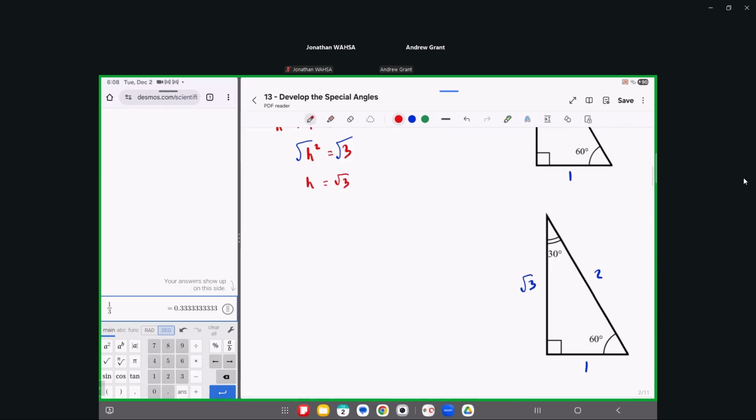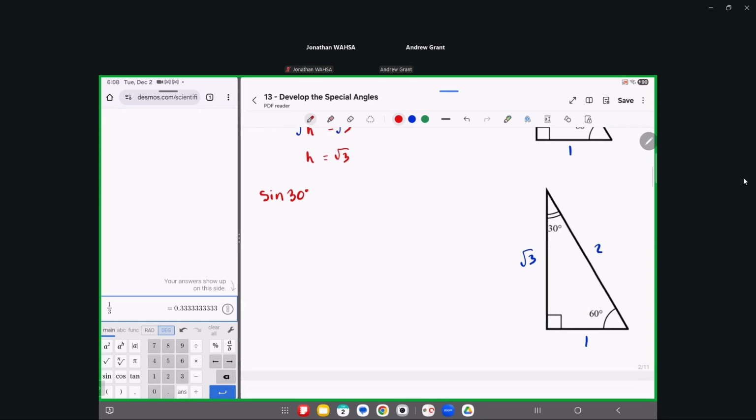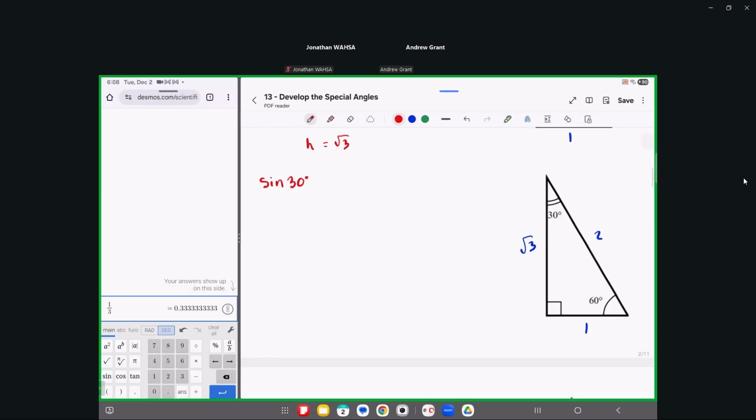And so what if I want to know, say, sine of 30 degrees? Well, for 30 degrees, that makes this 1 the opposite, the 2 the hypotenuse. So sine of 30 degrees should be equal to the opposite over hypotenuse, which means it's going to be equal to 1 over 2. Exactly 1 over 2. And you notice here, if I type in sine of 30, I get 0.5 or 1 over 2.